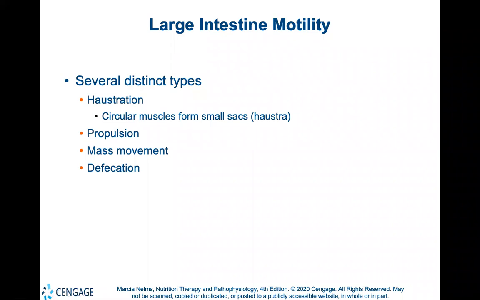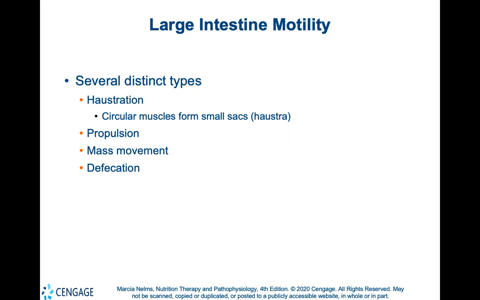The musculature of the large intestine provides the basic structure that supports its motility. The large intestine has repeating bands of longitudinal smooth muscle that follow the length of the colon and circular smooth muscle that covers the entire organ. Motility of the large intestine can be categorized into several distinct types. The large intestine also uses a type of segmentation called haustration. Haustration occurs when circular muscle forms small sacs called haustra. Propulsion is accomplished by alternating waves of relaxation and contraction of smooth muscle lasting several minutes.